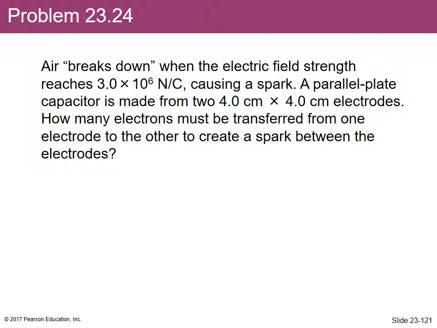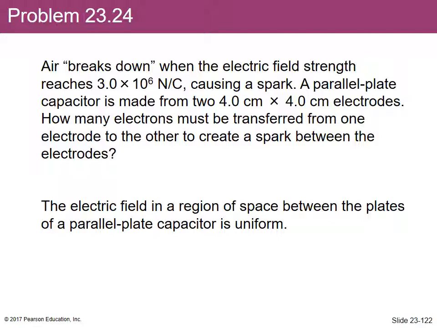Air breaks down when the electric field strength reaches 3 times 10 to the 6 newtons per coulomb, causing a spark. A parallel plate capacitor is made of two 4 centimeter by 4 centimeter electrodes. How many electrons must be transferred from one electrode to the other to create a spark between the electrodes?